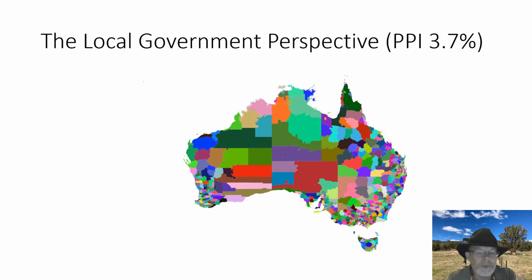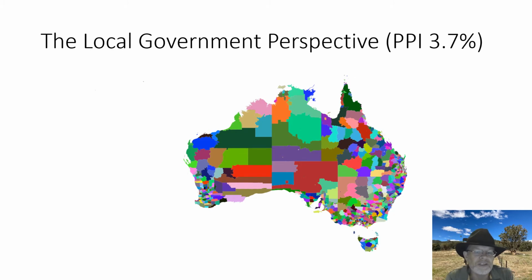So remember, we are looking at a rate cap of 0.7%. That's the nominal rate. If we adjust that for PPI, which is currently 3.7%, that means the real change in taxes for councils is negative 3%. So all I've done is take the nominal rate cap, 0.7%. I've subtracted from it my decrease in purchasing power, 3.7%. 0.7 take 3.7 is minus 3%, i.e. your taxes are going back by 3%.